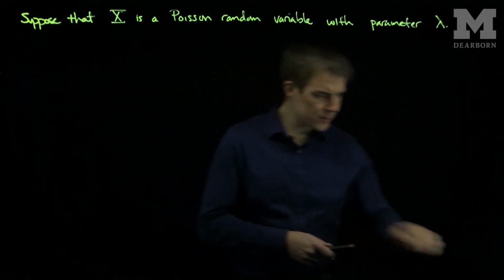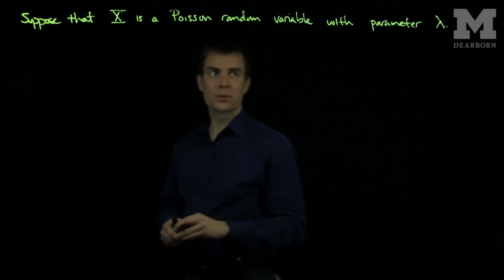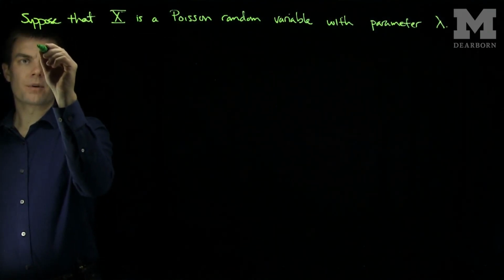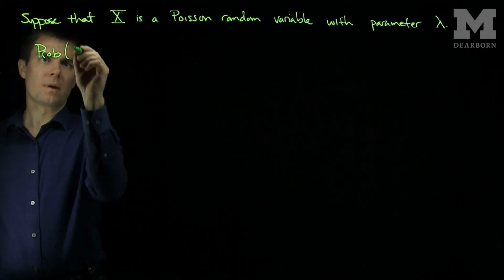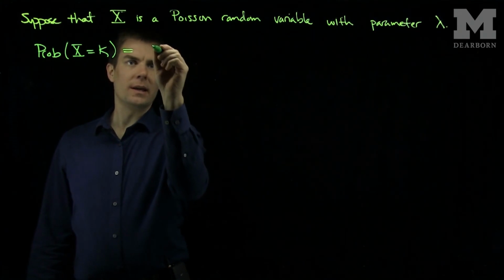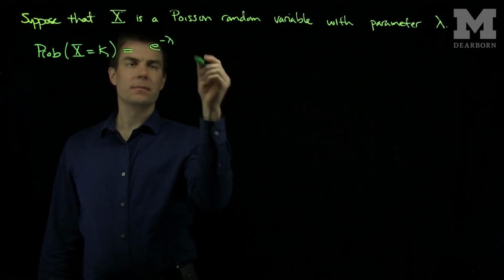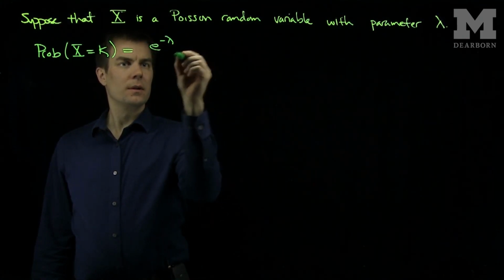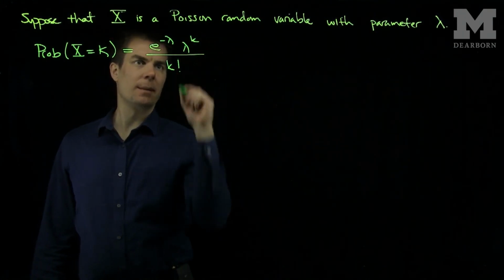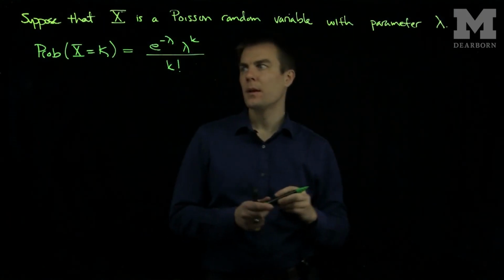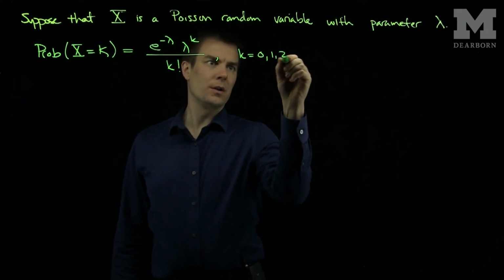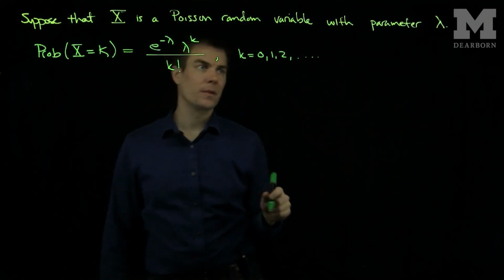Of course, when you say that x is a Poisson random variable with parameter lambda, that exactly means that the probability that x is equal to k will be e to the negative lambda over k factorial, times lambda to the power k. This is valid for k equals 0, 1, 2, and so on forever.